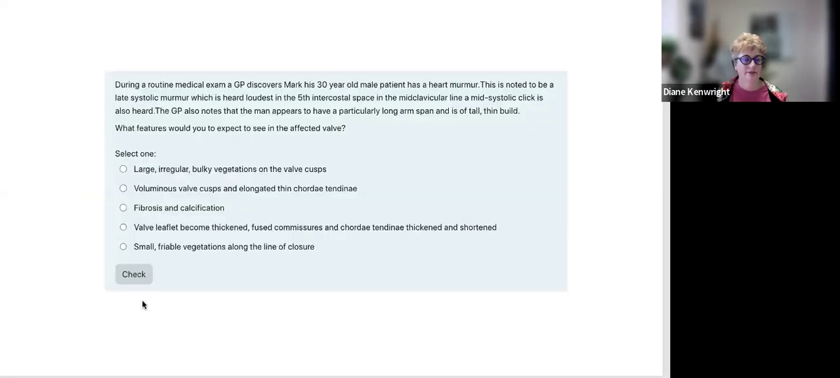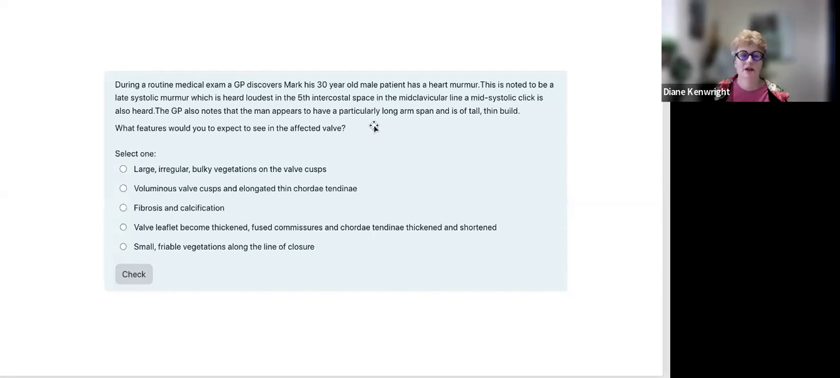Here are some MCQs. All right, Mark is 30 with a heart murmur. It's a late systolic murmur, heard loudest in the 5th intercostal space, which is typical of a mitral valve murmur. So he has a long arm span and a tall, thin build. So he's got a mitral valve murmur and kind of a hint that he might have Marfan syndrome. He's not really old enough for normal mitral valve prolapse, because it happens to people in their 60s and 70s.